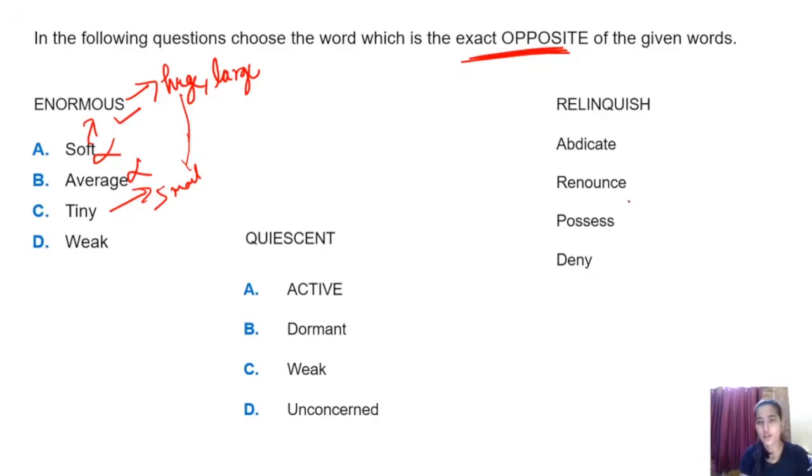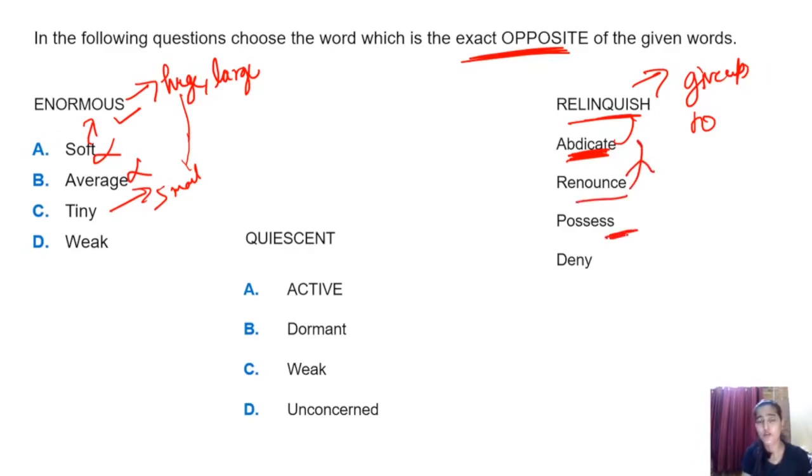Let's move further. Here we have relinquish. First of all, you should be aware of the meaning. What do you mean by relinquish? Relinquish means to give up, to leave something, to abdicate. So abdicate is the synonym of relinquish, meaning to leave something, to give up something. Renounce also means the same, to give up, to leave.